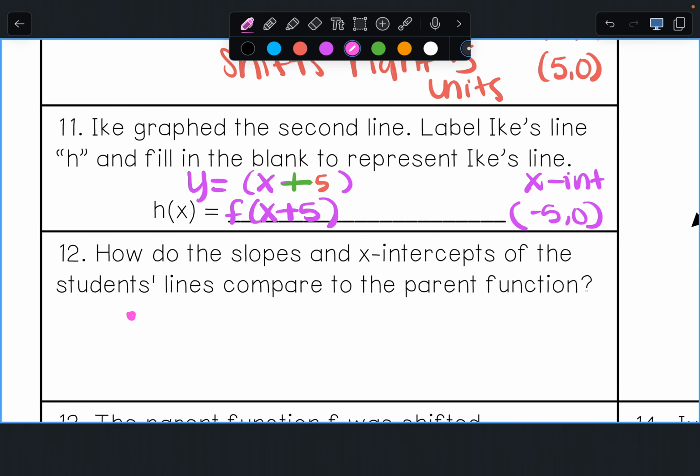Number 12, how do the slopes and the x-intercepts of the students' lines compare? What happened to the slope? Nothing. Same slope. And everything we do, we're not changing the slope today. We will tomorrow. What happened to the x-intercept? Those change.